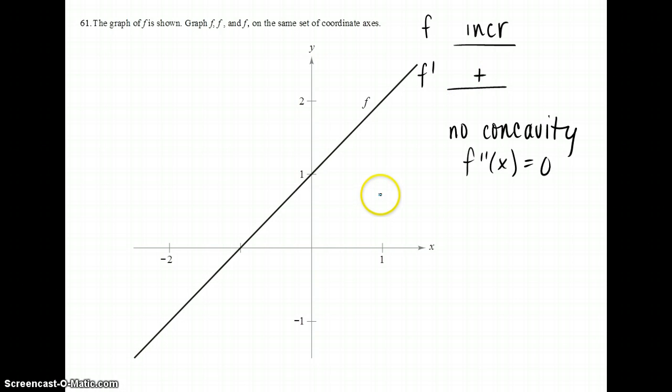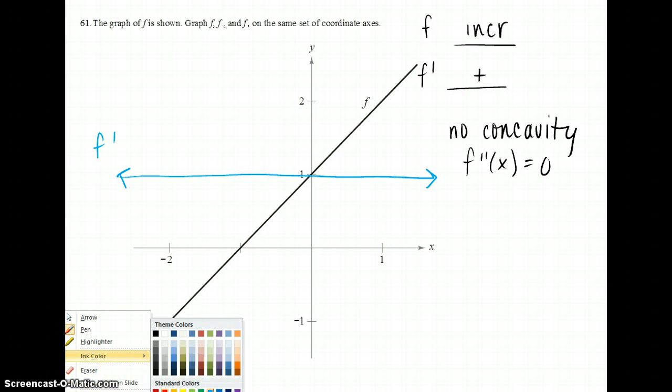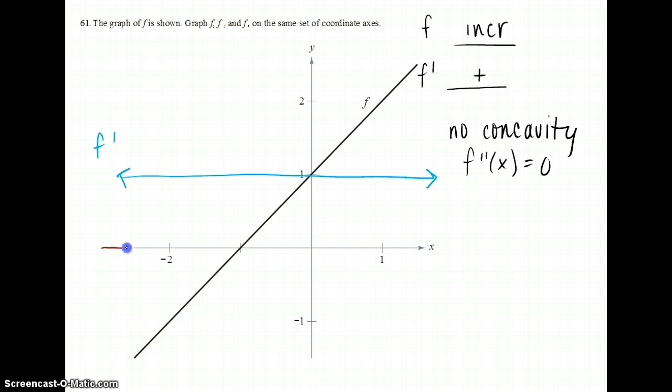Positive first derivative. Where's the positive region? Above the x-axis. So, very simply, this would be the graph of f prime. Second derivative is equal to 0. Where is y equal to 0? That's through the x-axis. So that horizontal line would be the graph of the second derivative.